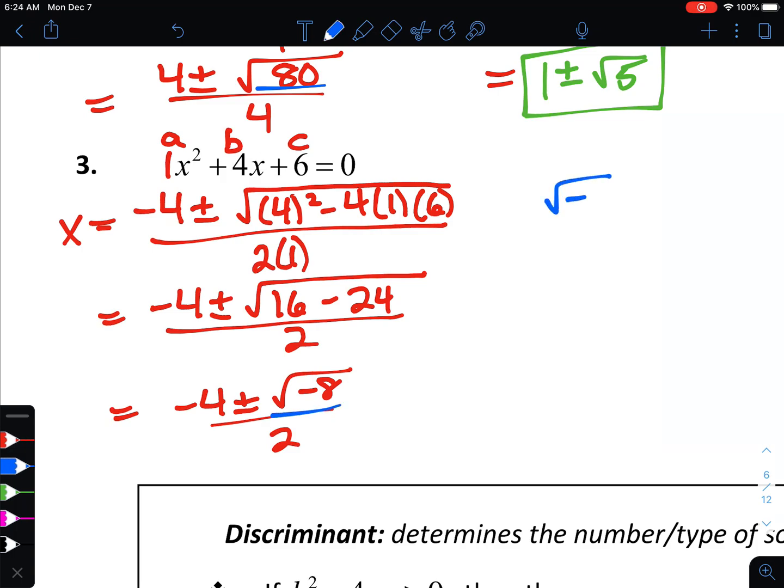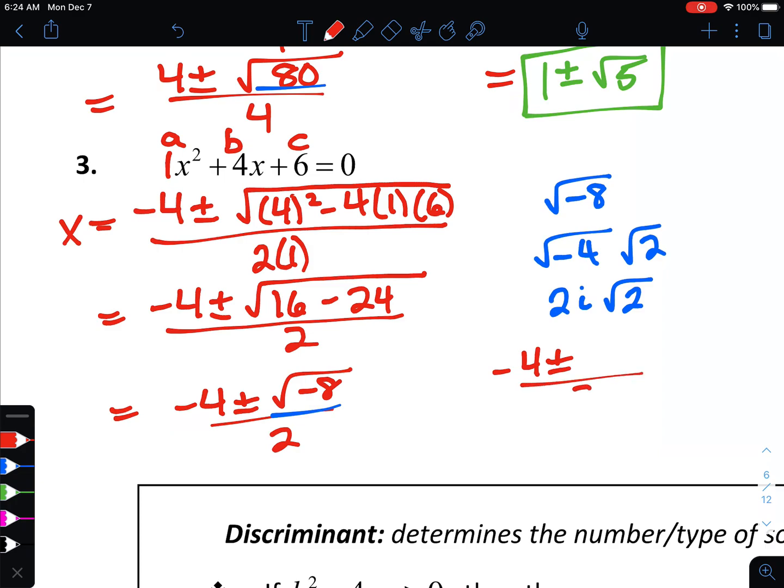And now let's go ahead and simplify that square root of -8. Square root of -8, I can rewrite as square root of -4 times the square root of 2. Square root of -4 is 2i. Remember, the square root of a negative, you have to use i to simplify that. And then the square root of 2 you'll leave alone. So now our answer is -4 plus and minus 2i square root of 2, all over 2.